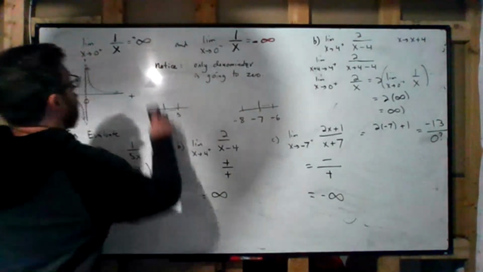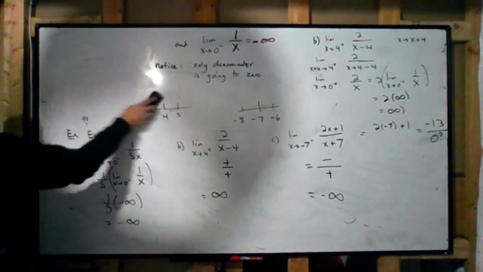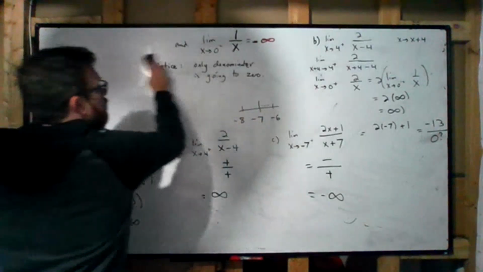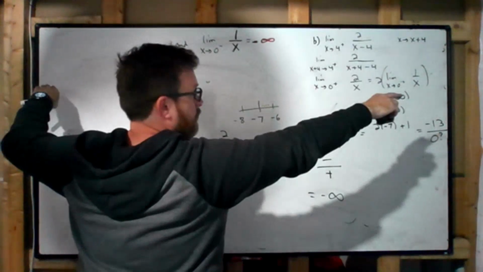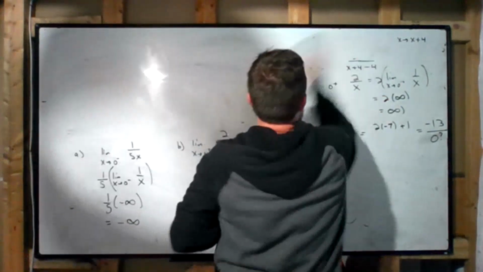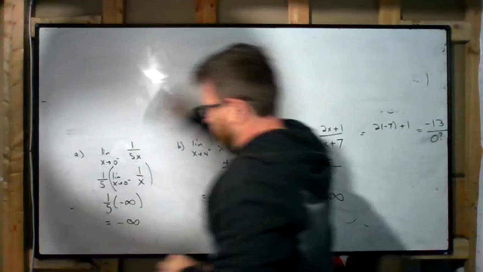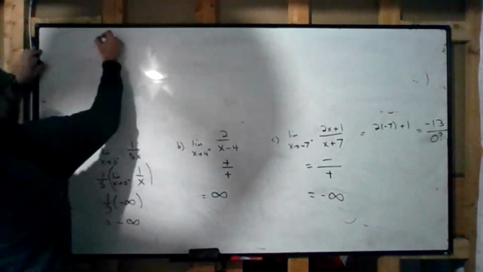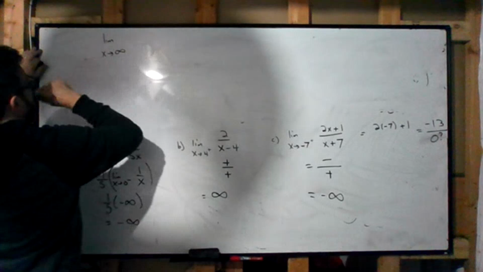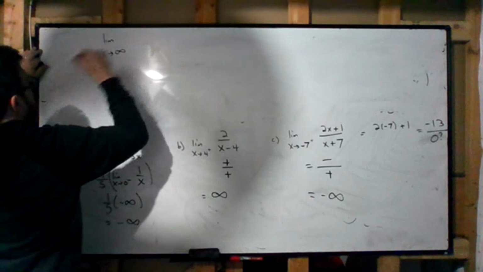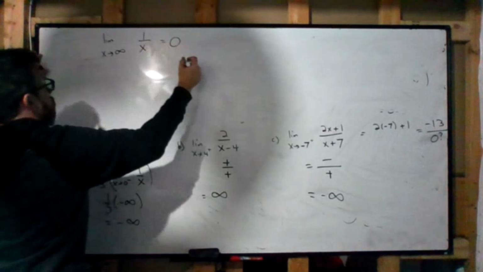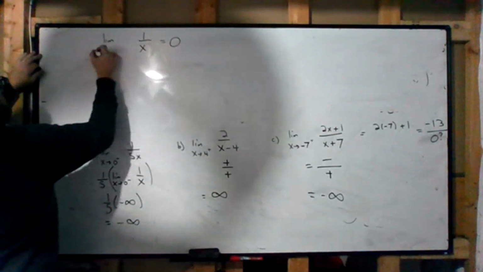Horizontal asymptotes are where the limit itself is going to a number. So right now the y values are going to infinity or negative infinity. What happens if the x values go to infinity and the y values go to a number? Horizontal asymptotes.